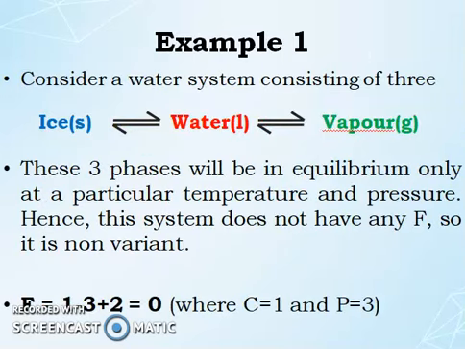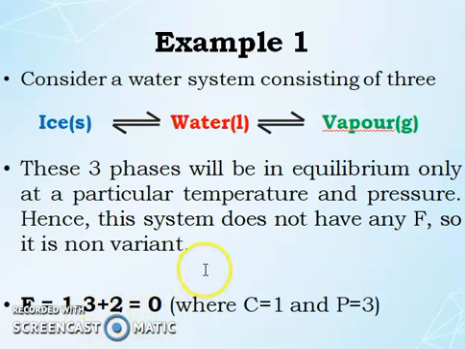If you take the water system consists of 3 phases, water exists as ice, liquid and vapor. These 3 phases will be in equilibrium at one particular temperature and pressure. If you consider the phase rule, F is equal to C minus P plus 2. Here it is a one component system, hence C is equal to 1. It consists of 3 phases, therefore P is equal to 3. If you substitute in this formula, F is equal to C, that is 1, minus 3, that is P, plus 2 is equal to 0.